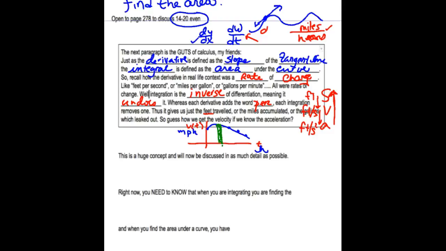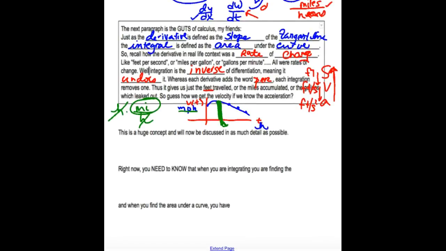It is some measure of time, which is in hours. It's some hour increment times miles per hour. And you'll notice hours times miles per hour yields miles. So that per goes away, and this green area represents how many miles I traveled over that time interval. And we'll be working with that in depth later. For now, you need to get the concept down that when we are integrating, we're finding the area under the curve.